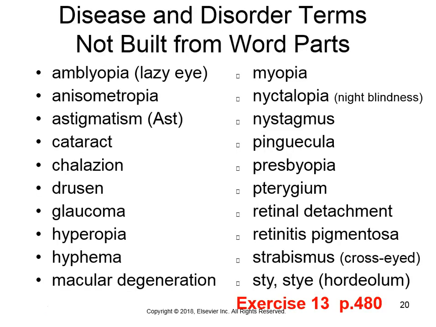Okay, there's a ton of words not from word parts. So here we go. The first one is what we would call a lazy eye. It's called amblyopia. So again, we have opia in a lot of these terms, even though they're not built from word parts. So that'll help guide you in understanding that has something to do with vision. So amblyopia means that you have reduced vision in one side.